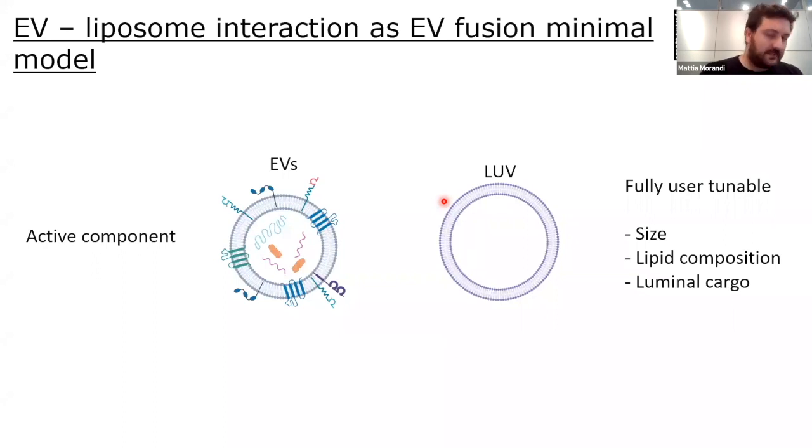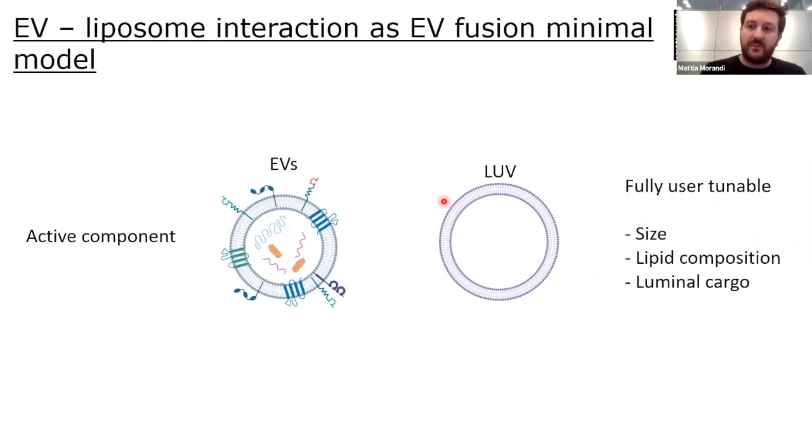And there are a few advantages and a few reasons why we want to do that. The first one is that the liposomes, which would be our target membrane of choice, in a sense the target for the EVs to fuse to, are fully tunable. They are completely artificial, so we have full control over their composition, size, and cargo, and we also have full control over the environmental parameters like temperature and pH and so on. And so we can really focus on the EVs as the only active and biological component in the system.